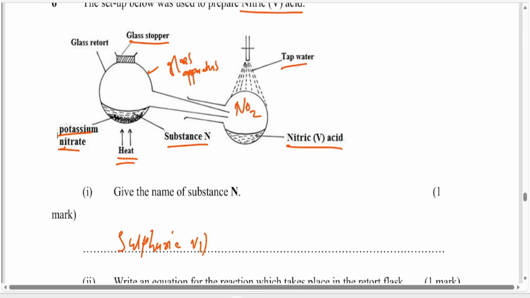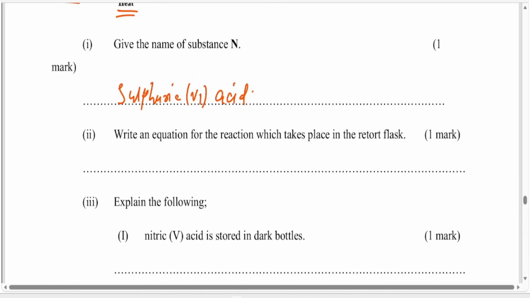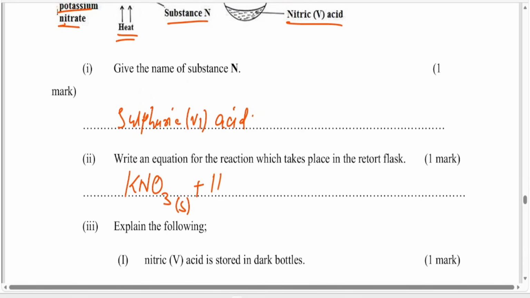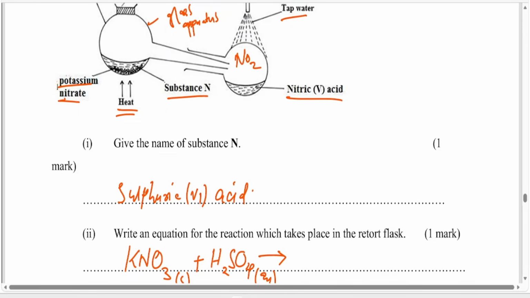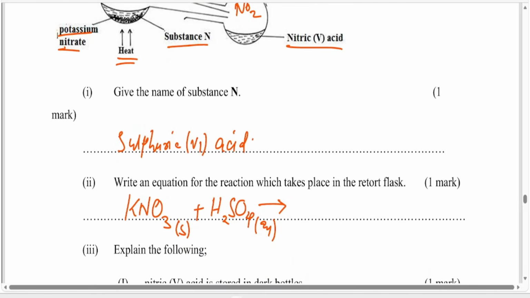Sulfuric 6 acid. Write an equation for the reaction which takes place in the retort stand. We have potassium nitrate. In this case, potassium nitrate is a solid. And we react it with sulfuric 6 acid, dilute, aqueous, and we obtain an acidic salt. In this case, we shall obtain potassium hydrogen sulfate.